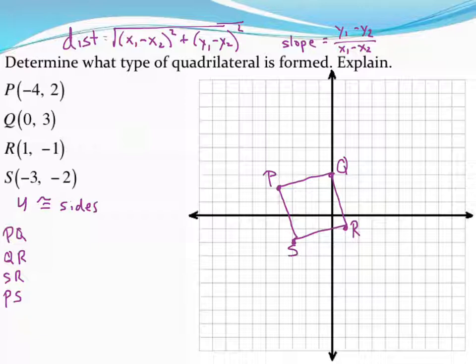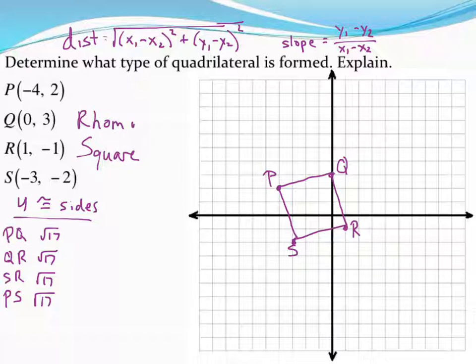But if all 4 sides are the same length, then I'm off to a good start in proving that this is a square. So I've already gone ahead and done that work, and I found the distance of the sides to be the square root of 17, the square root of 17, the square root of 17, and the square root of 17. So all 4 sides do have the same length, meaning that's starting evidence that I do have a square. However, you guys know the other shape that also has 4 congruent sides is a rhombus. So I've got one of 2 shapes I'm working with right now. I've either got a rhombus or I've got a square.